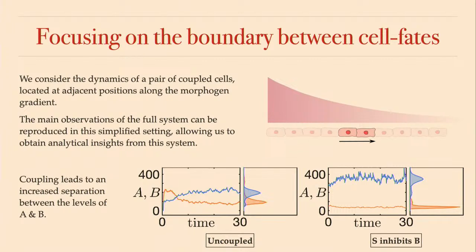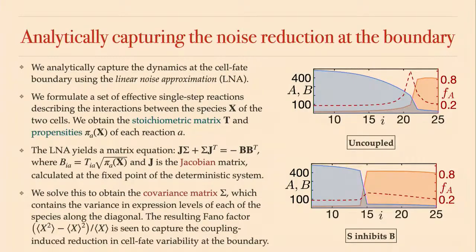Okay, I'm almost out of time, so I'll just mention that one can also do an analysis by looking at pairs of cells along the domain. Even if you just take a pair of cells and look at how the time series profile changes, you see that in the uncoupled case you have this overlapping, and they get nicely separated when you allow S to inhibit B.